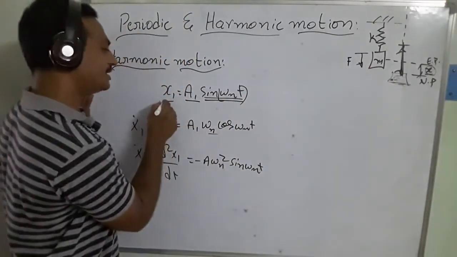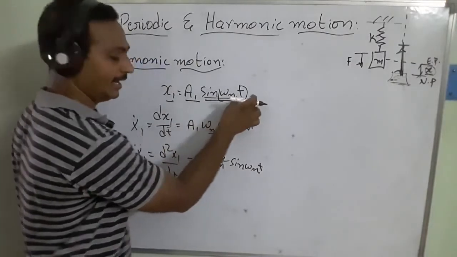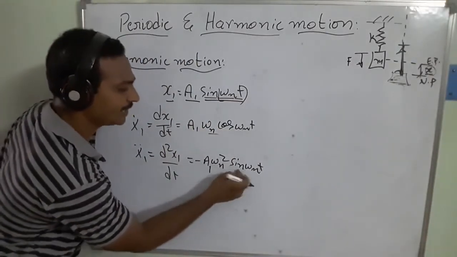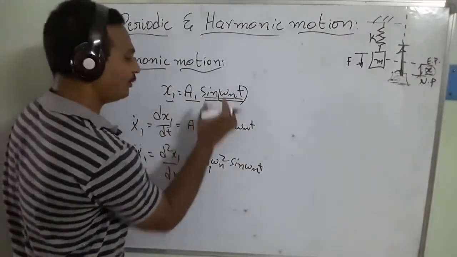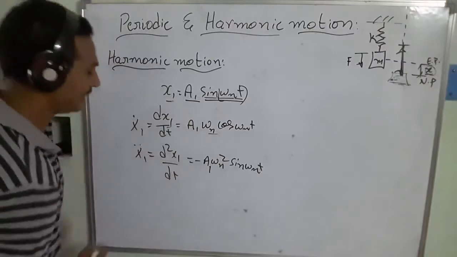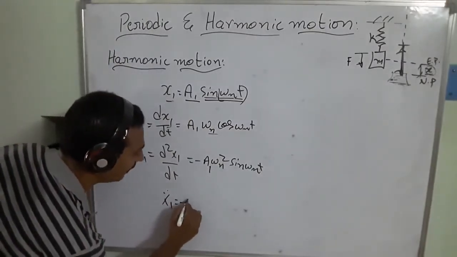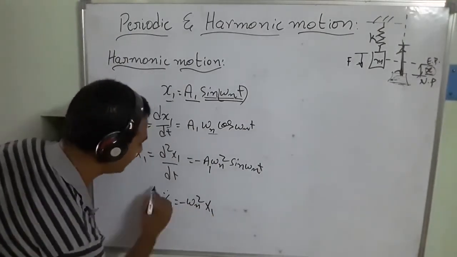We know the displacement is x1 equals a1 sine omega n t. In the acceleration expression we also have a1 omega n square sine omega n t. If I replace a1 sine omega n t with x1, the acceleration of the particle is minus omega n square into x1.